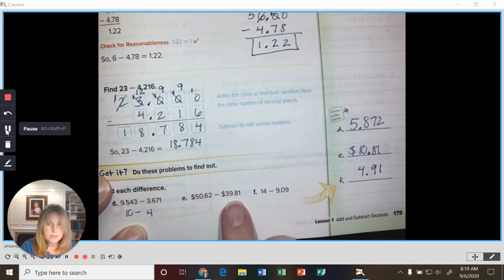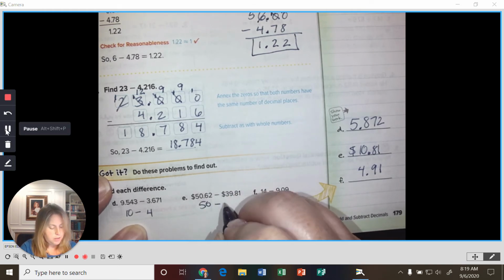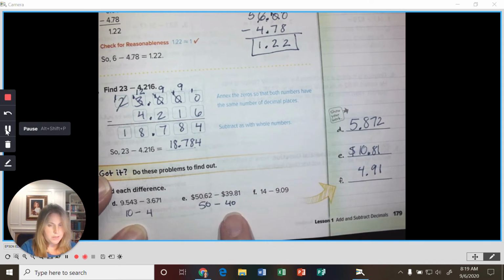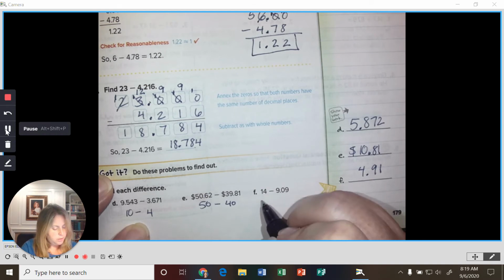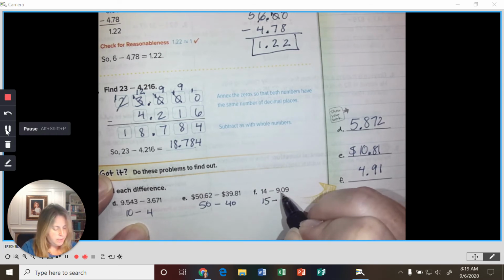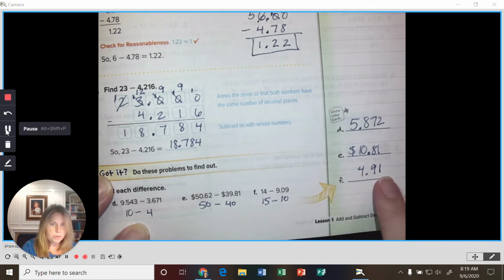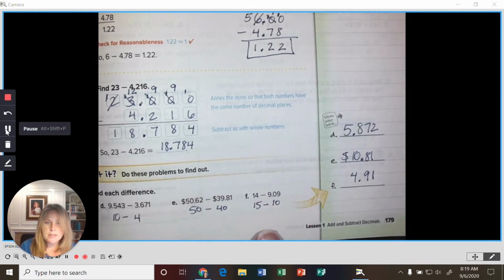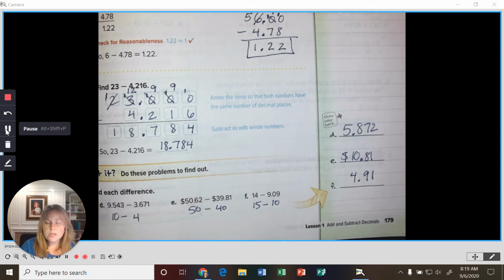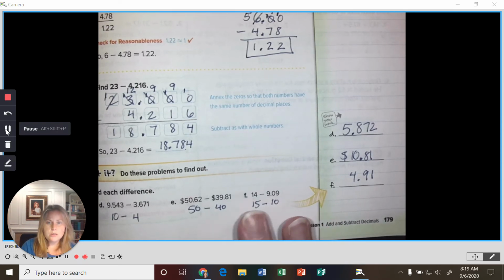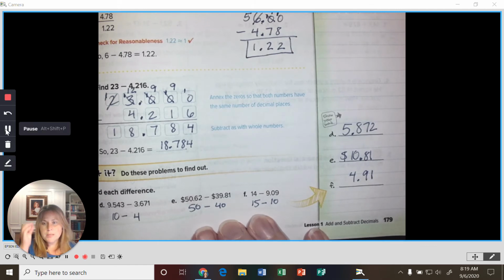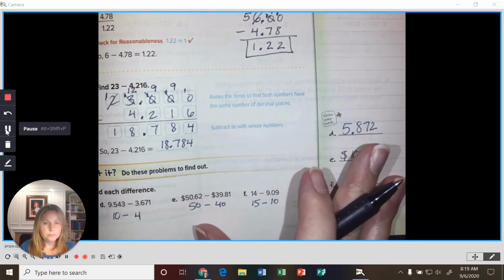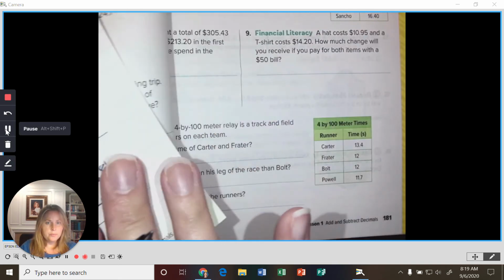Then I'm going to check for reasonableness here. This is approximately 50 minus approximately 40. 50 minus 40 would be 10. My answer is pretty close to 10. Okay, and then 14, I'm going to round that to 15 minus 10. Yeah, 5, that's pretty close to 5. Okay, so I just check for reasonableness, and then honestly, I don't typically write that down as I'm doing it, but in 6th grade we do because we're still building that habit. So when you're an adult, you won't be doing that on written paper, you'll just be kind of thinking of that in your mind. Okay, let's turn the page to 180.